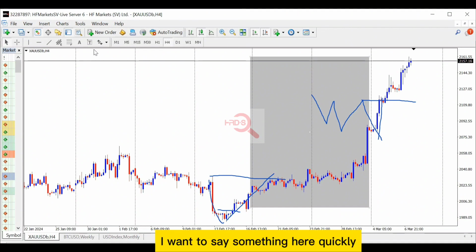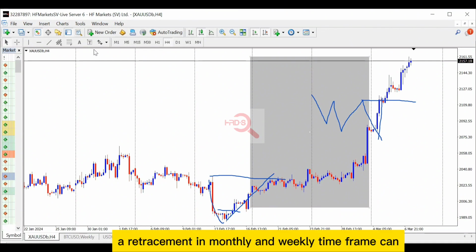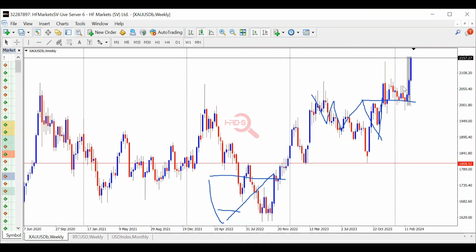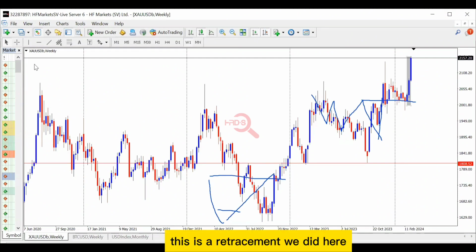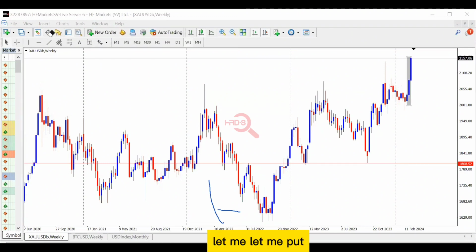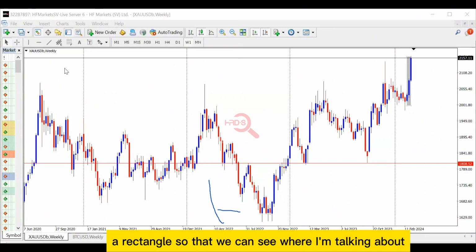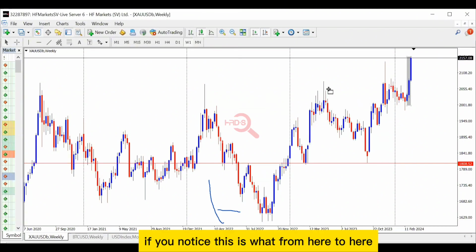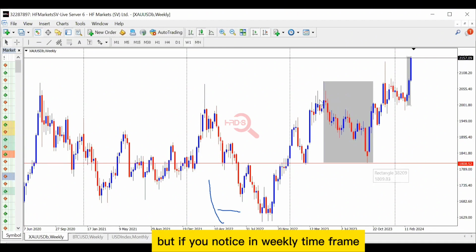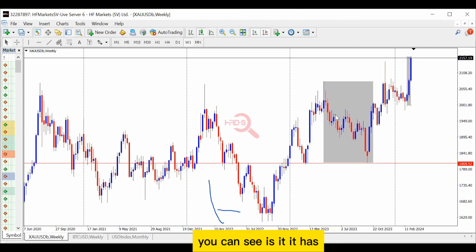I want to say something here quickly. A retracement in monthly and weekly time frame can be a trend in 4 hours time frame and the lower time frame. Yes. For instance, this is a retracement we did here in weekly time frame, right? Let me put a rectangle so that we can see where I'm talking about. If you notice, from here to here is actually a retracement in monthly time frame. But if you notice in weekly time frame, you can see it has a downtrend, right?